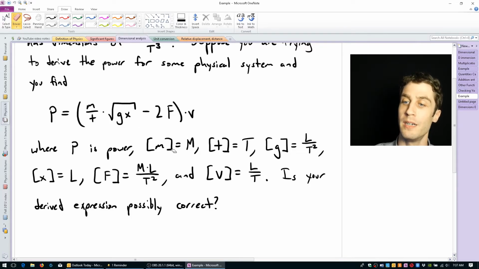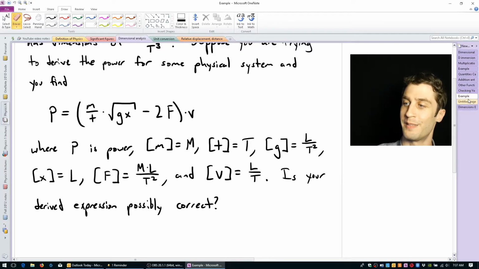Capital P is power. The dimensions of m are mass, the dimensions of t are time, dimensions of g are length per time squared. That's actually an acceleration. Dimensions of x are L, length. Dimensions of f are mass times length divided by time squared. And the dimensions of v are length divided by time. Is your derived expression possibly correct?